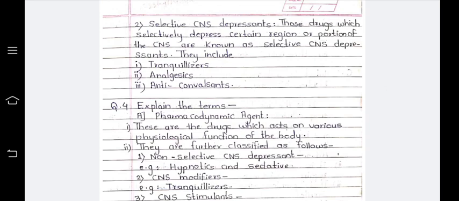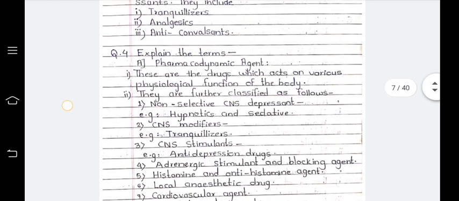Selective CNS depressants: those drugs which selectively depress certain regions or portions of the CNS are known as selective CNS depressants. They include the tranquilizers, analgesics, and anticonvulsants.